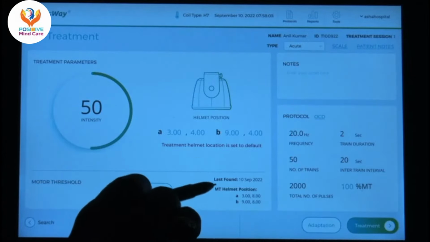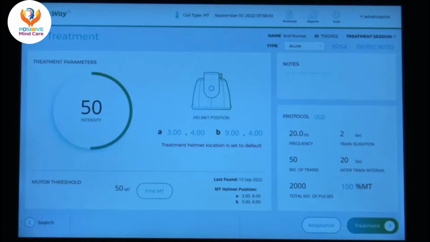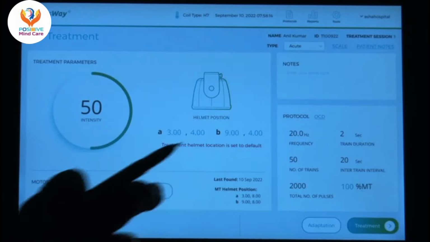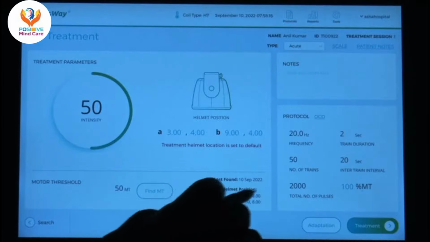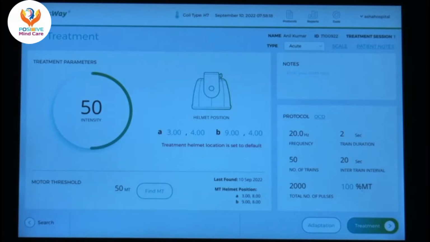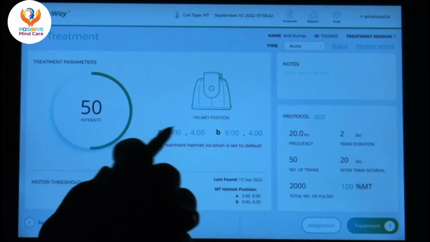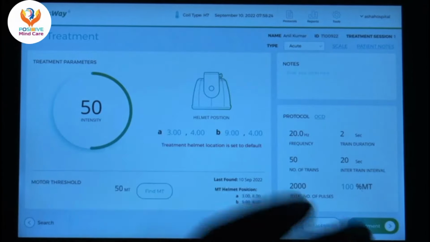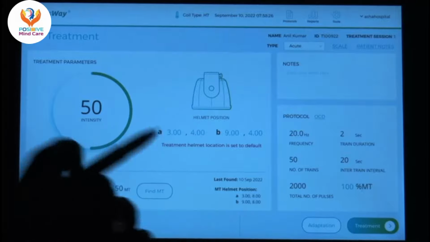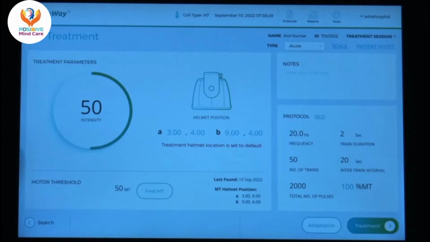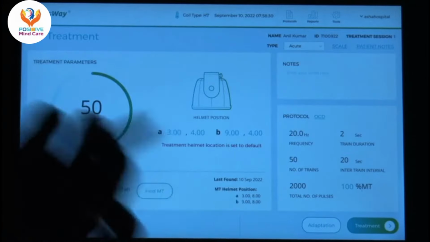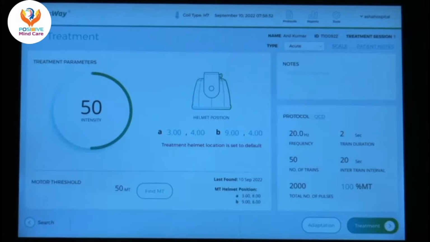If you look at here, the empty helmet position, I think I told you on the grid how you position it. For the motor threshold, the position is given here 3-8 and 9-8, and then for the treatment position, we bring it down 4 lines down. This is exactly the position of the helmet on this patient's head. 3-4 on the right side, 3 on the right side and up 4, on the left side 9 on the left side and up 4. This is what the screen is.